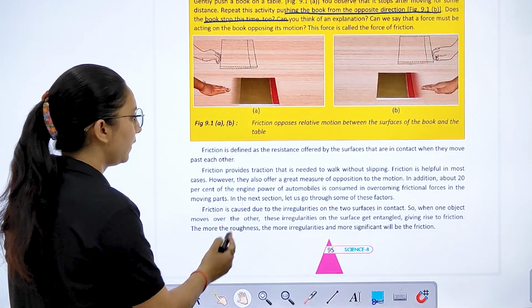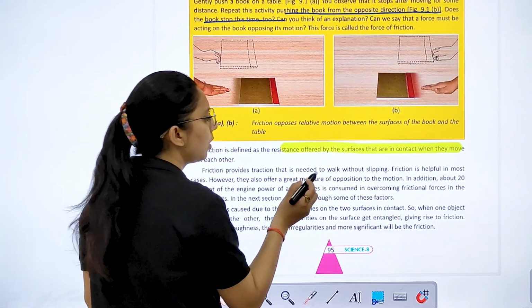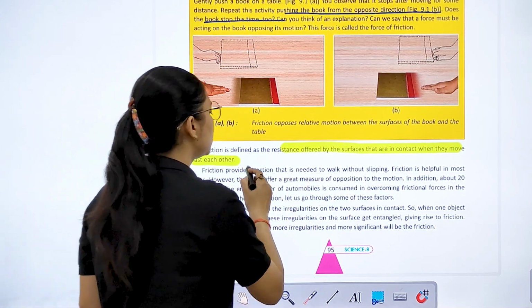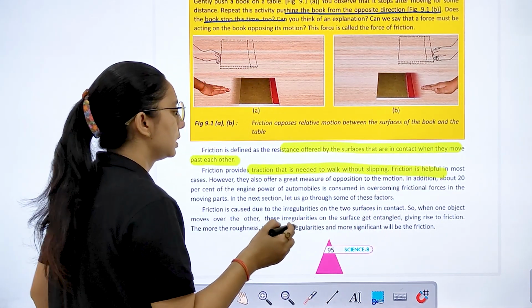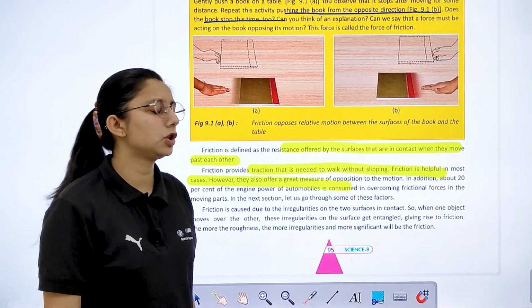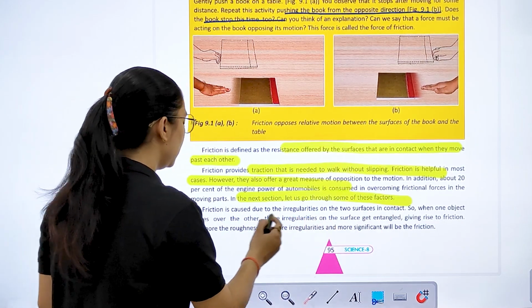Now friction is defined as the resistance offered by the surfaces that are in contact when they move past each other. It provides the traction that is needed to walk without slipping. It is helpful in most cases. They also offer a great measure of opposition to the motion. So in the next section, let us go through some of these factors.